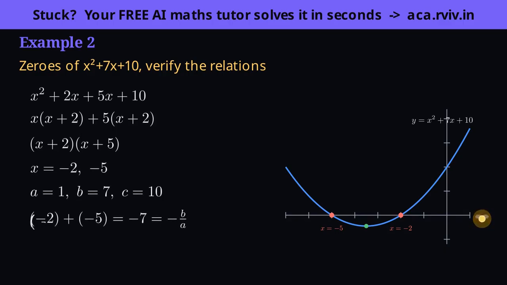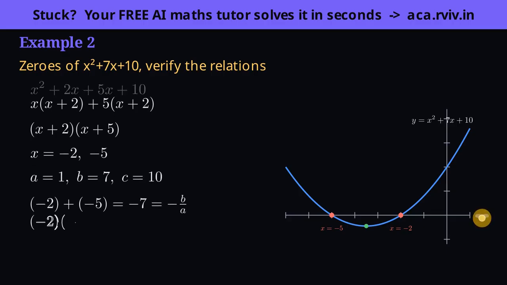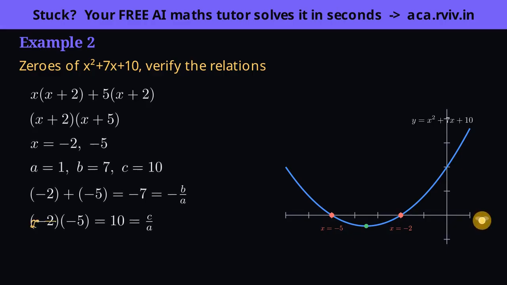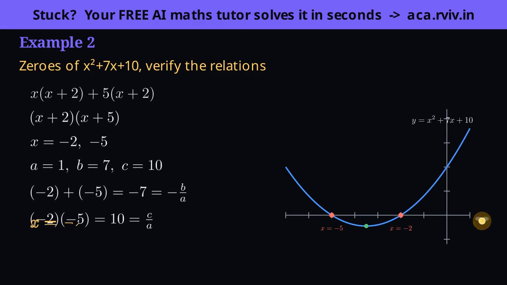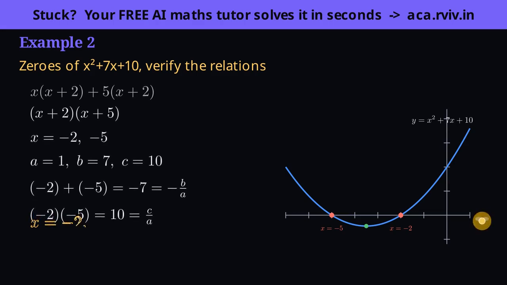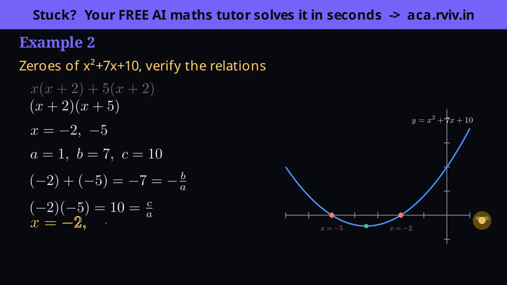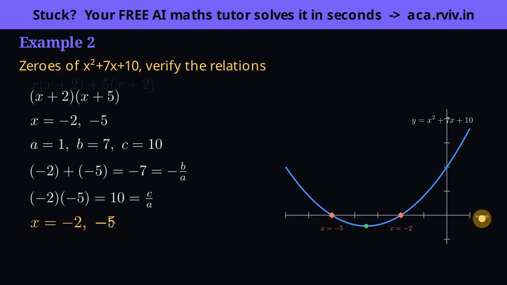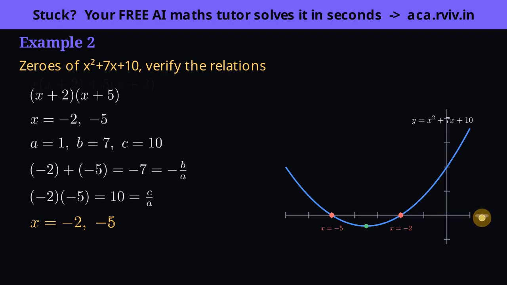And the product of the zeros must equal c over a. Minus 2 times minus 5 is 10, and c over a is 10. Both relations confirmed on a real example. The lasting insight: for any quadratic the zeros are locked to the coefficients, sum is minus b over a, product is c over a. So these two checks aren't busywork, and they instantly catch a wrong sign or a slipped factor before it costs you marks.